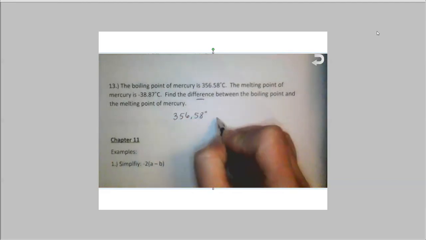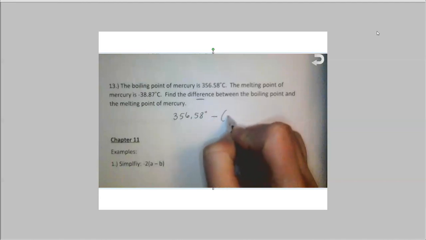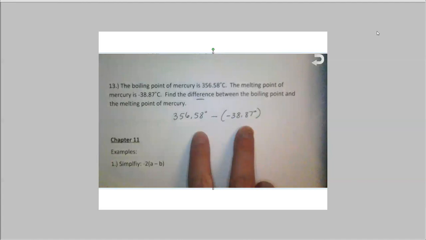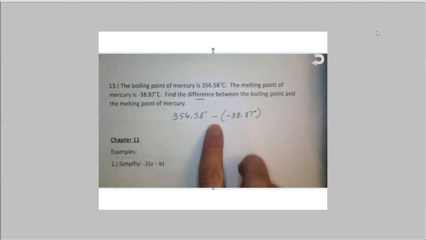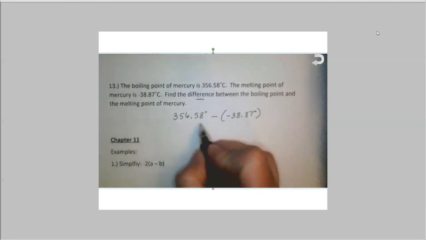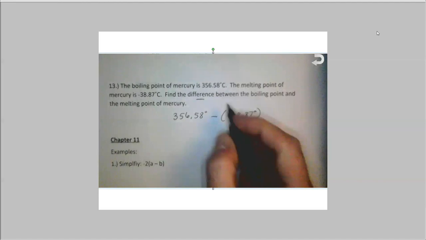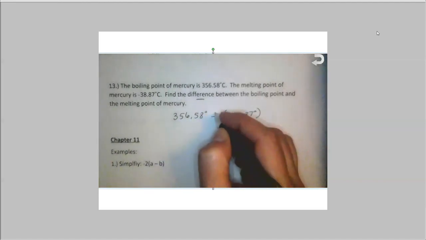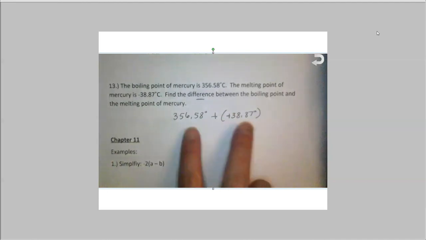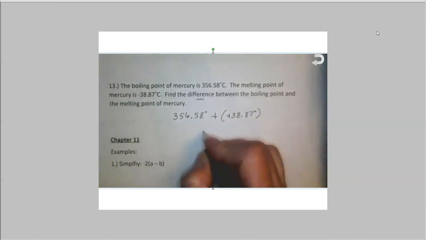Okay, difference means subtract. I'm going to take 356.58 degrees minus, that's a -38.87 degrees. I've got to find the difference, but notice I'm subtracting a negative. When we subtract, instead we add the opposite. So I call that leave, change, opposite. You add the opposite sign. So now I've got same signs, we add and keep.